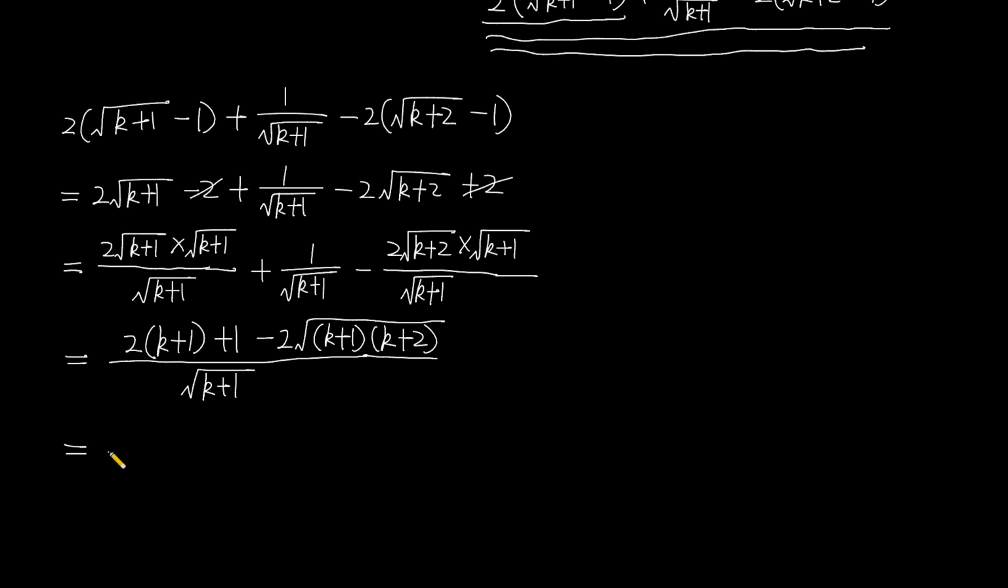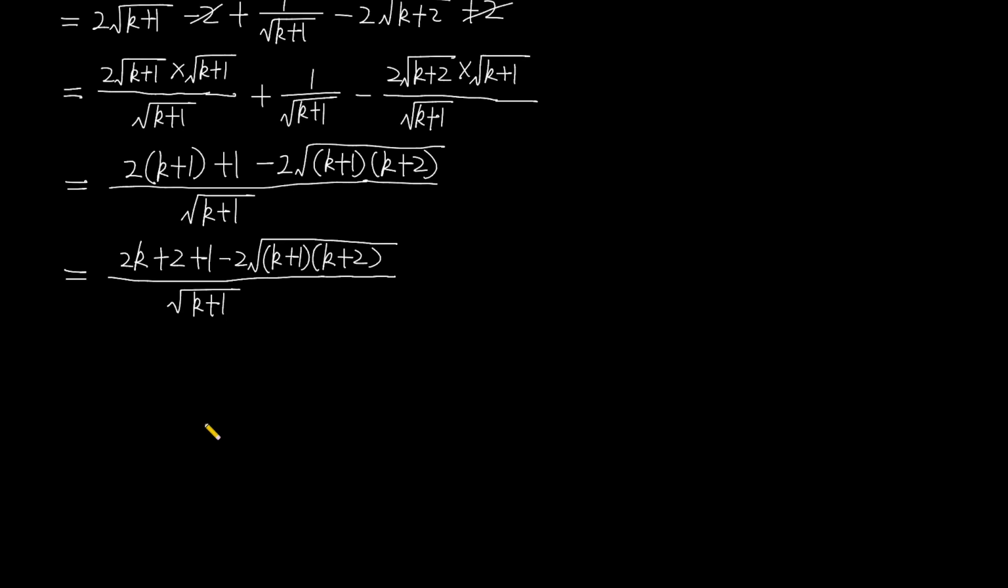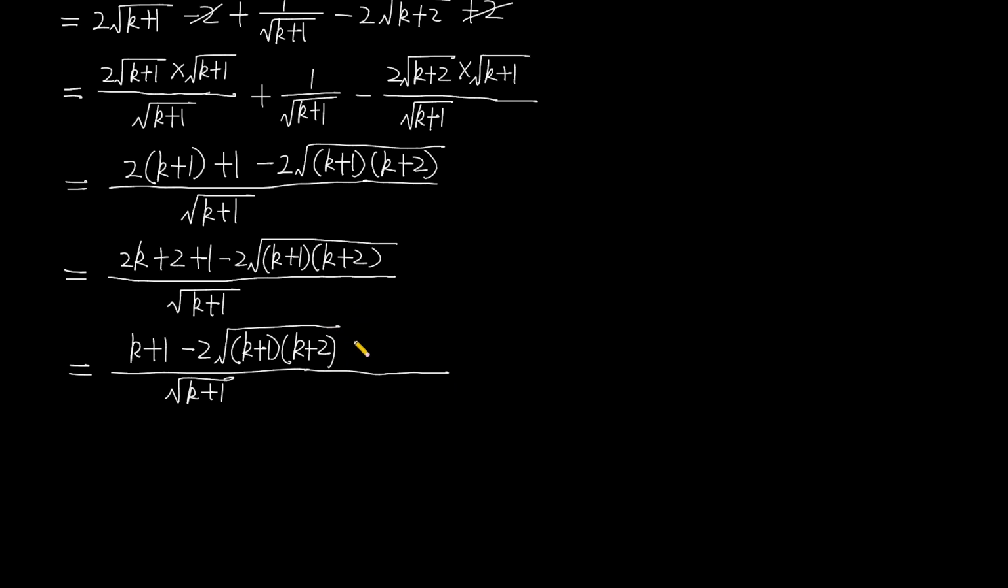And this equals, over square root of k plus 1, now here is 2k plus 2 plus 1 minus 2 multiply square root of k plus 1 multiply k plus 2. And this equals, with the bottom square root of k plus 1, on top k plus 1 minus 2 multiply square root of k plus 1 multiply square root of k plus 2, plus k plus 2. So here is 2k, we separate 2k: one k here, one k here. And 2 is here, 1 is here.